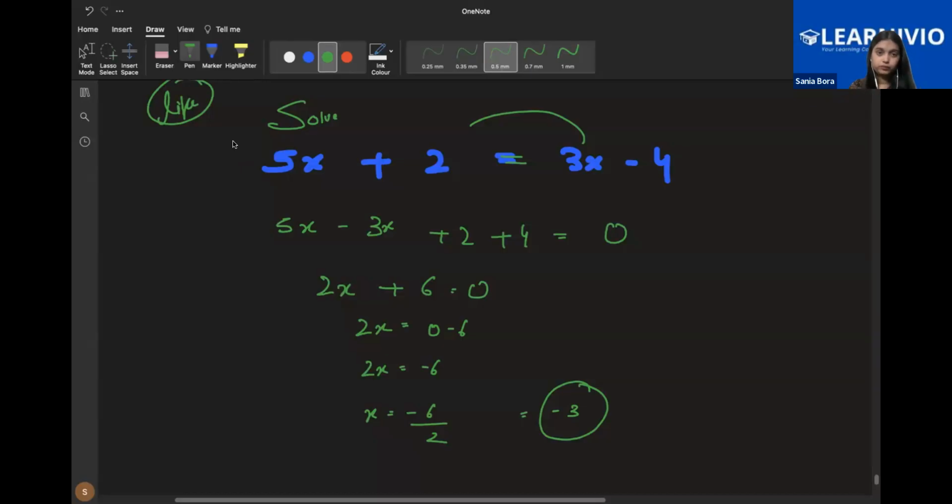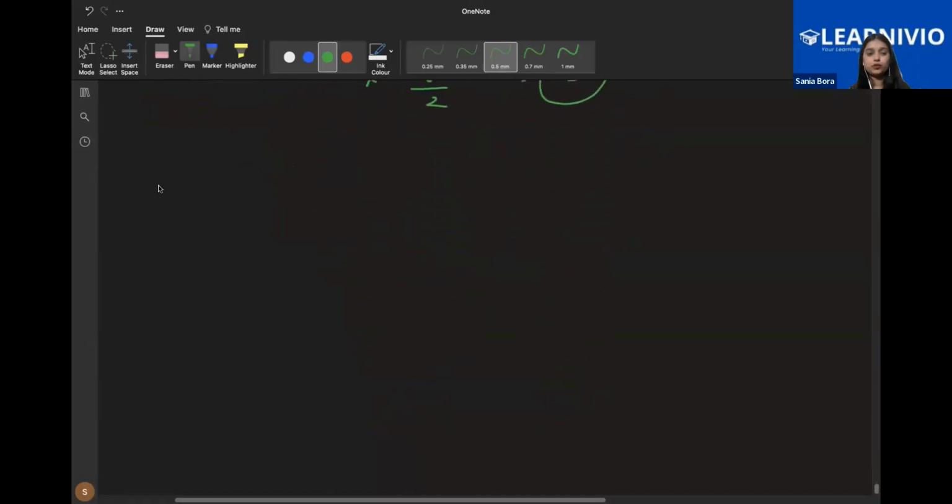Ma'am, I finished. Okay. Now I'll give you the question. Example 1. Clear? So solve this one. 2x minus 3 equals x plus 2. Solve.